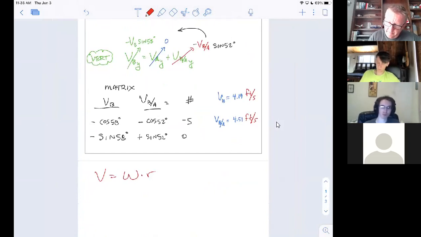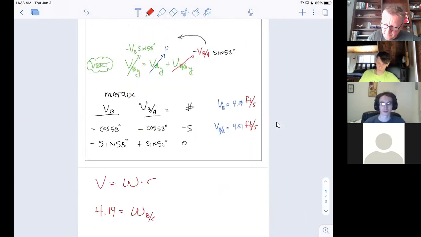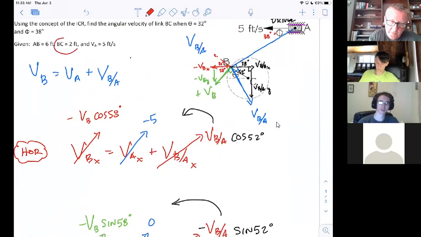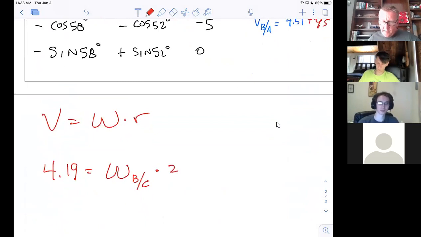So I say, cool, well then the velocity of B, 4.19, would be equal to its angular velocity of B. And notice B is doing what? It's rotating around C. So you don't have to say this, but it's just kind of cool to say it. It just reminds me it's rotating around a point. B is rotating around C. And also reminds me, what radius do I need? I need the radius of BC, which I was given at the start of this, is 2 feet. So basically I'm just dividing 4.19 by 2. 4.193 divided by 2 is 2.1 really.